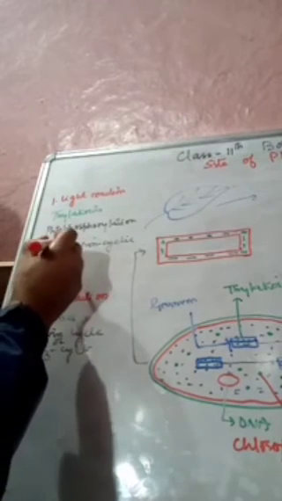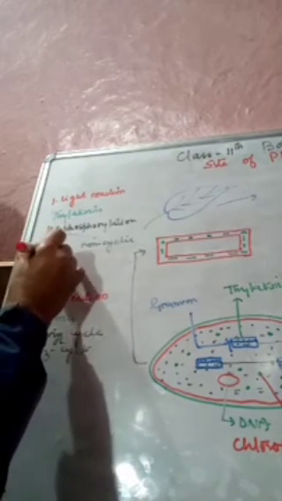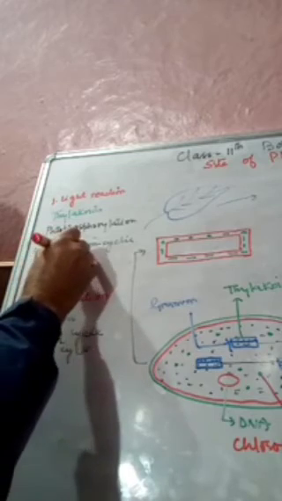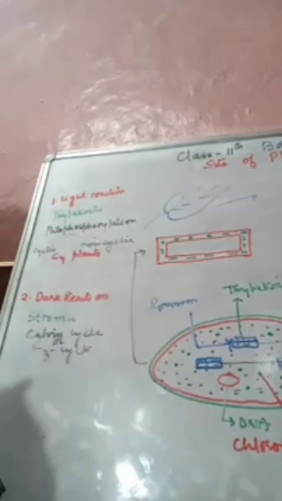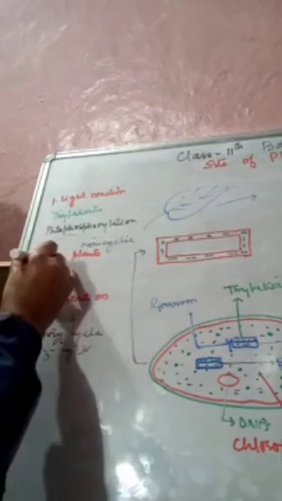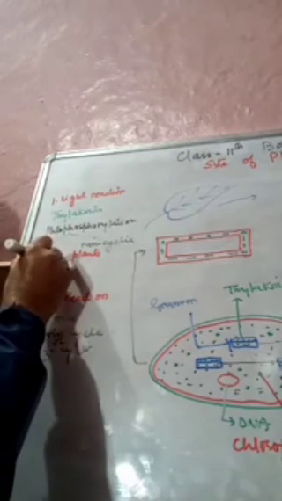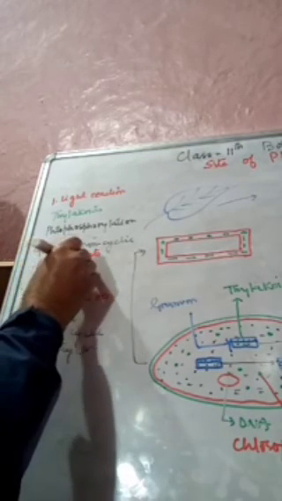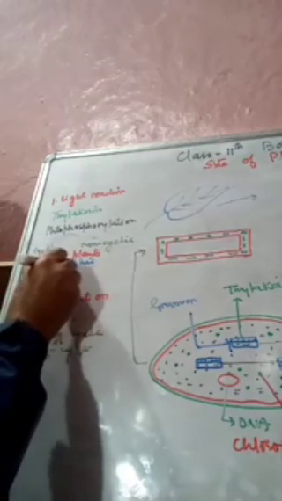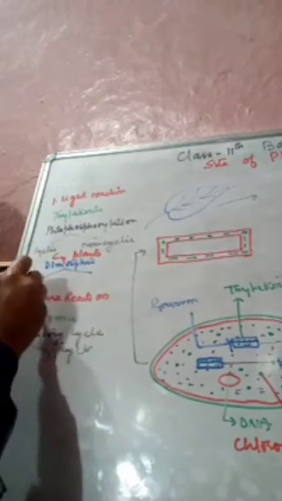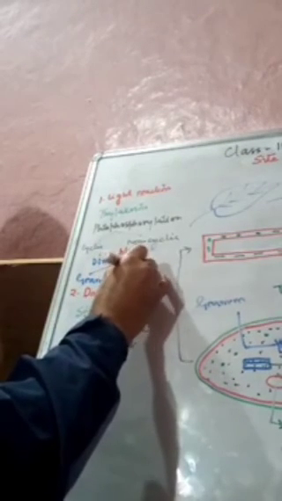Now, we have C4 plants. In C4 plants, the chloroplasts are dimorphic chloroplasts. This one is called the granule, one type, and another one is the agranule.